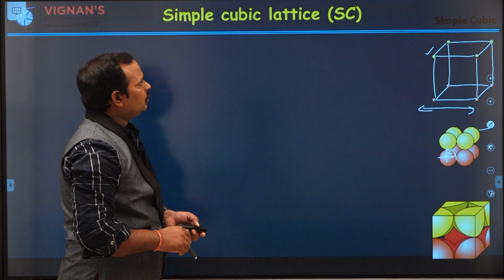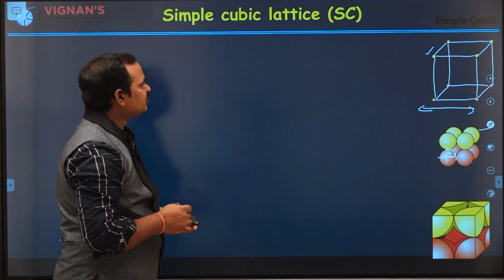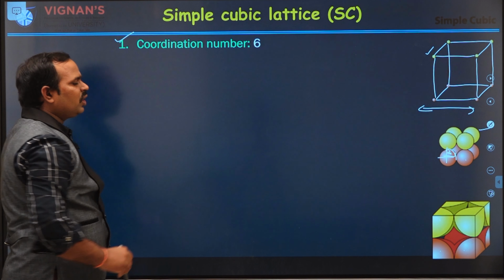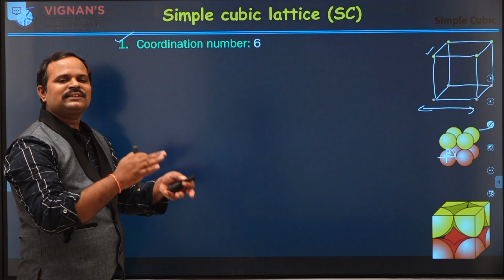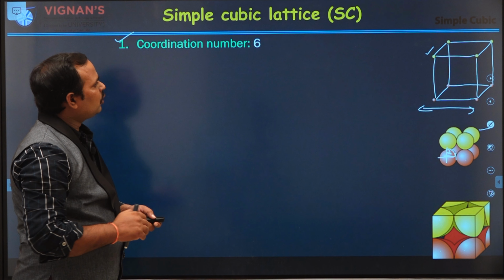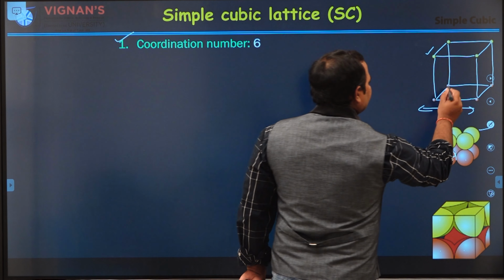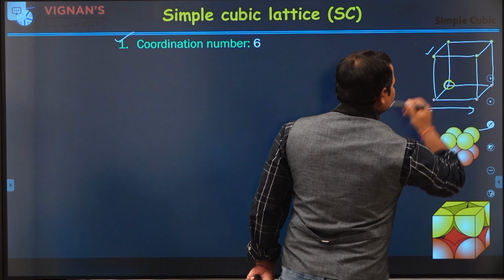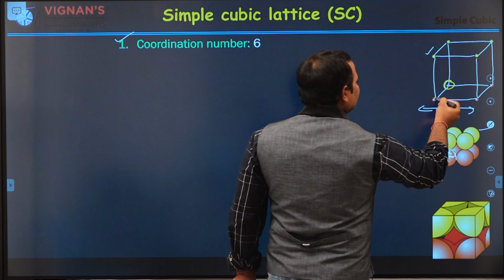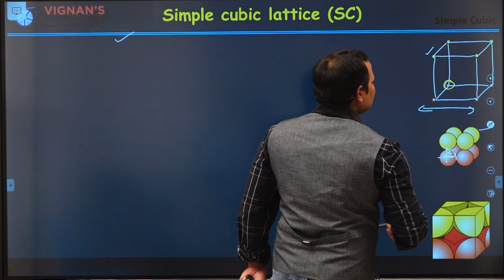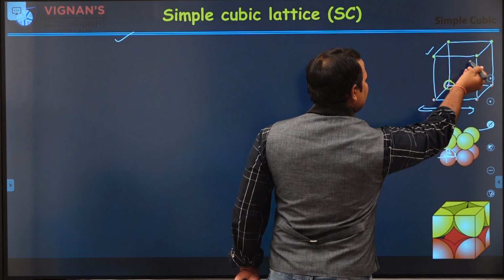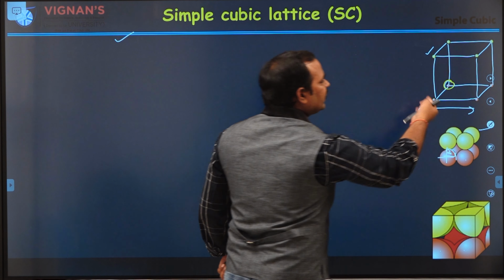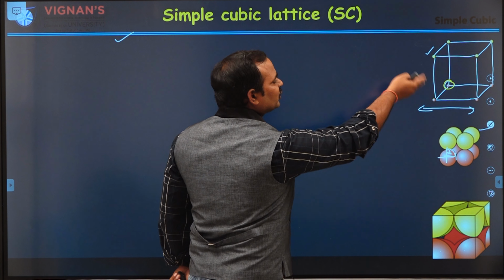Now, the parameters we will find out. The first parameter we discussed is the coordination number. Coordination number means the number of nearest neighbors. How to find it here? If you take this as an example, here I can only see 1, 2, 3. But what about the other atoms on this side, back side and bottom side? This is only one unit cell, so we cannot visualize other unit cells here.